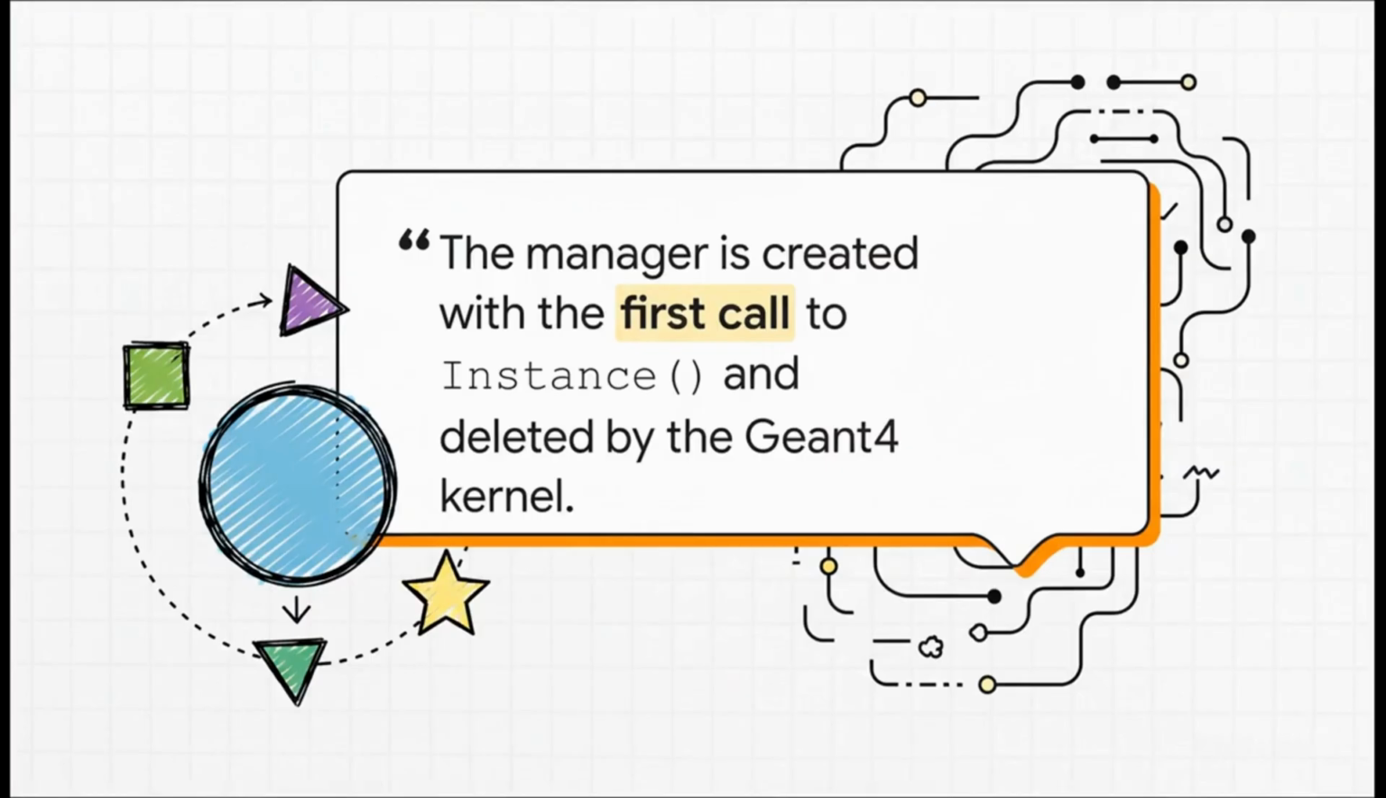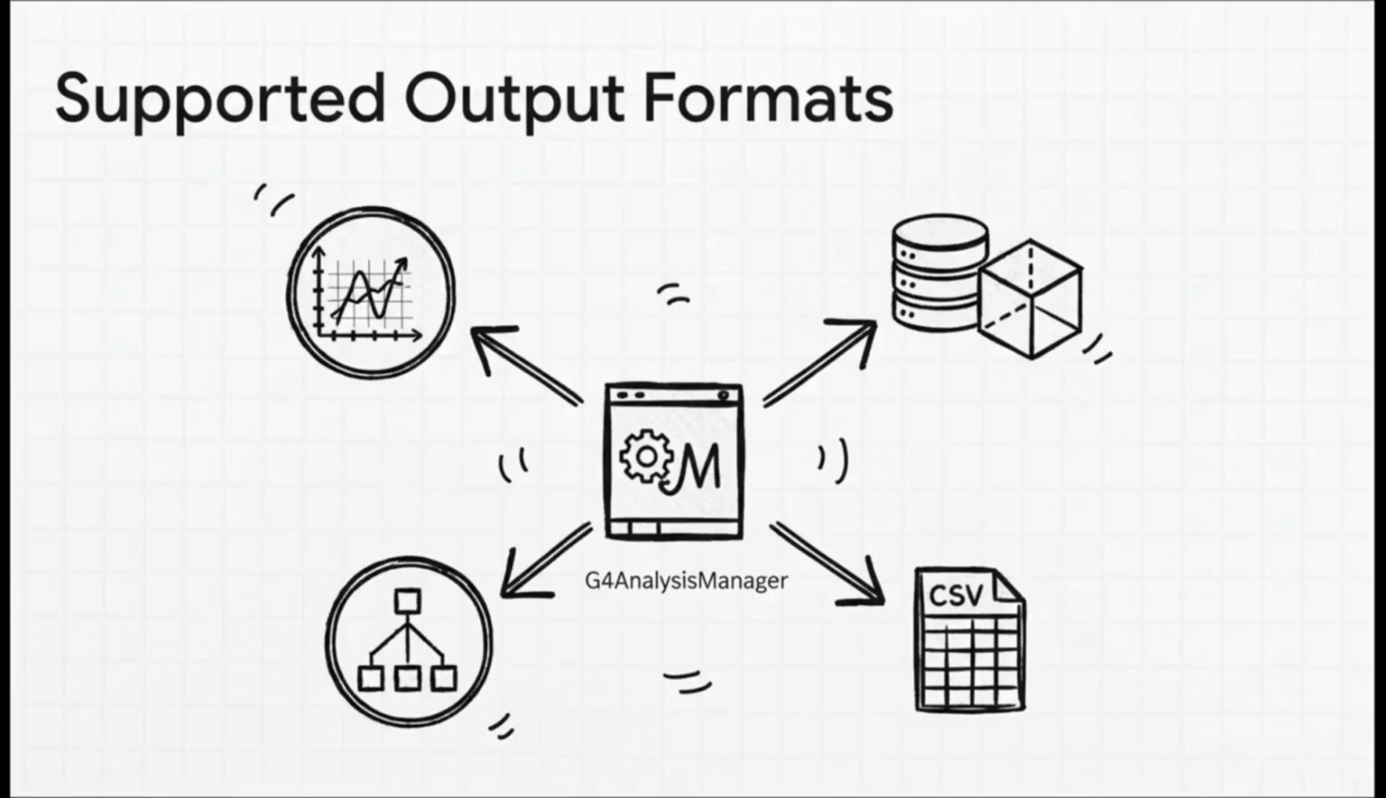You know, the manager is implemented as what's called a singleton, and that's really just a fancy way of saying there's only one of it in your entire application. You can get a hold of it from anywhere in your code just by asking for the instance. This makes it incredibly easy to manage your analysis without passing pointers all over the place. And this is where it gets really flexible. You are not locked into one single format. You can output to ROOT for some really powerful analysis, HDF5 if you've got massive data sets, XML for structured data, or even just a simple CSV file that you can pop open in a spreadsheet.